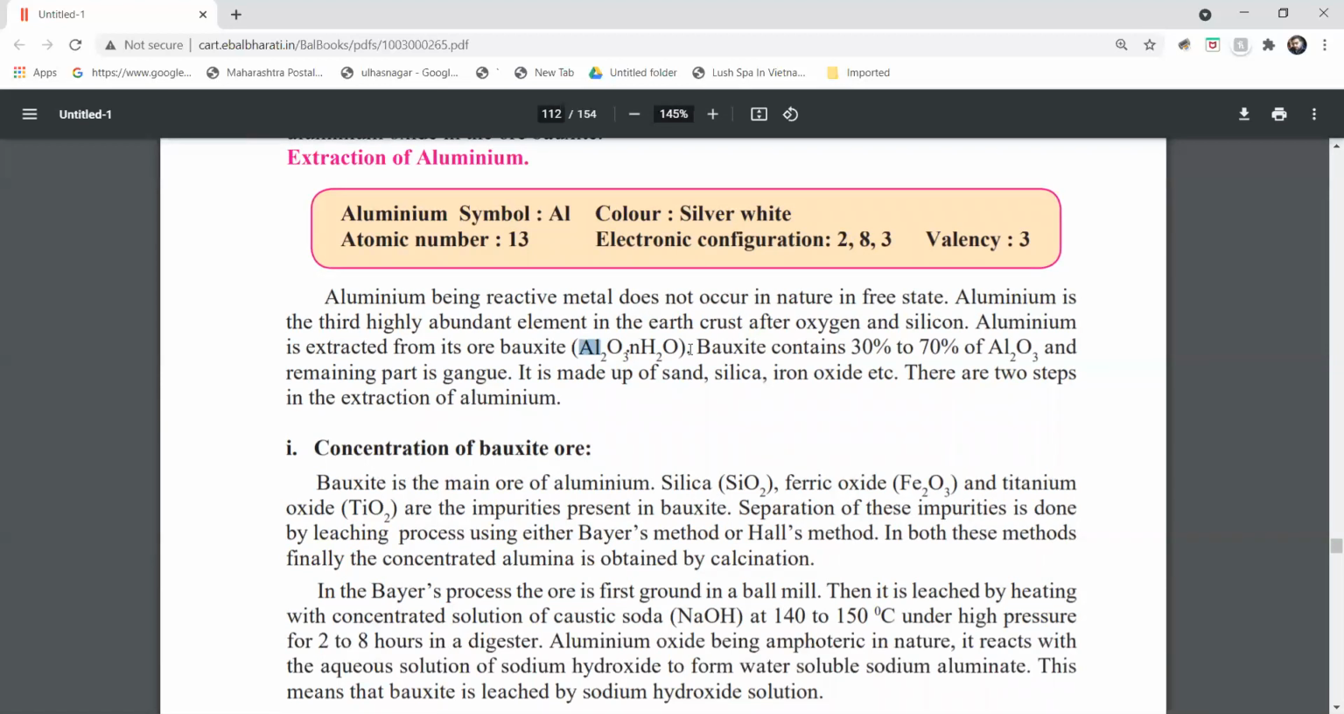But we need to separate it from the water molecules and the other impurities that are there in the ore. So it contains 30% to 70% of Al2O3, that is alumina, and the rest is gangue. The gangue is made up of sand, silica, iron oxide, and everything. So Al2O3, alumina, is the most important part that we need from the ore bauxite.